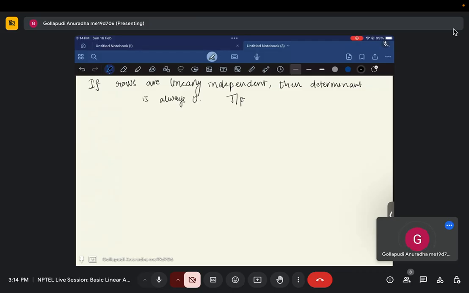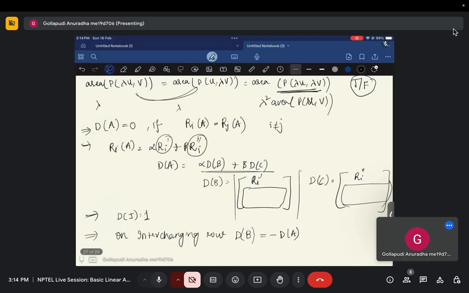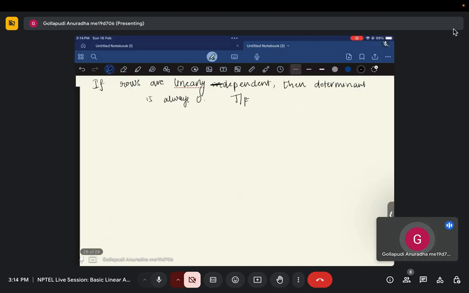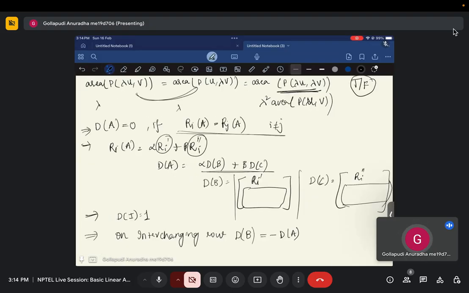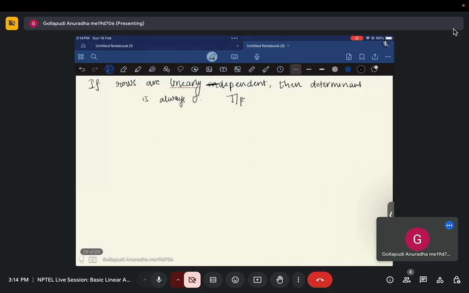If false, ma'am, then what is the true statement? If rows are linearly dependent, then the determinant is always 0. Because the dependent rows you can write in terms of the other rows, so if you have two same rows, as we said here, then you will get it as 0.